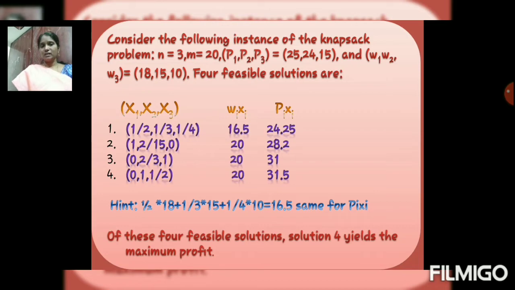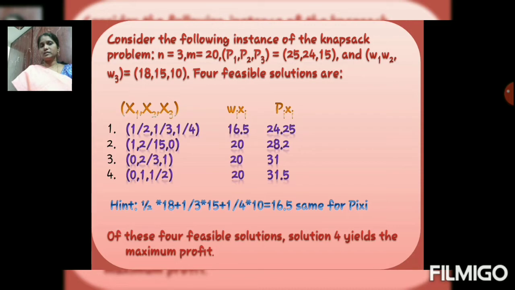It is calculated, and I have given how in the hint. See the hint in blue color: 1 by 2 into 18, which is the first weight, plus 1 by 3 into 15, which is the second weight, plus 1 by 4 into 10, which is the third weight. When we sum up everything, we get 16.5. The same thing is applied for calculating PiXi also. So for the first solution, the profit would be 24.25. See the second one, 1, 2 by 15, 0. If we take like that, the weight would be 20 and the profit would be 28.2.